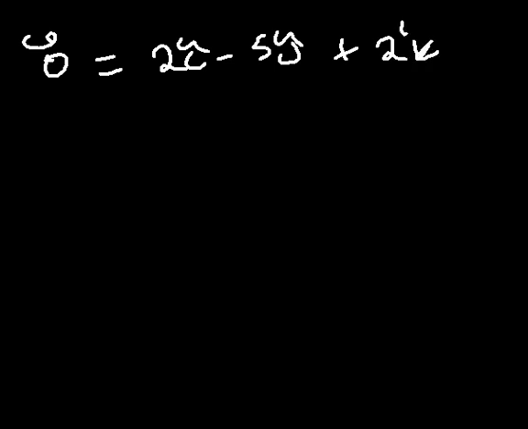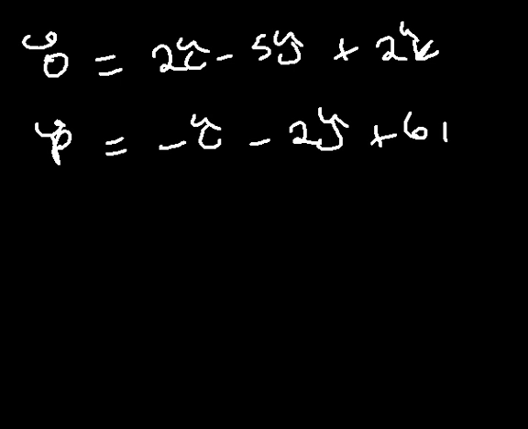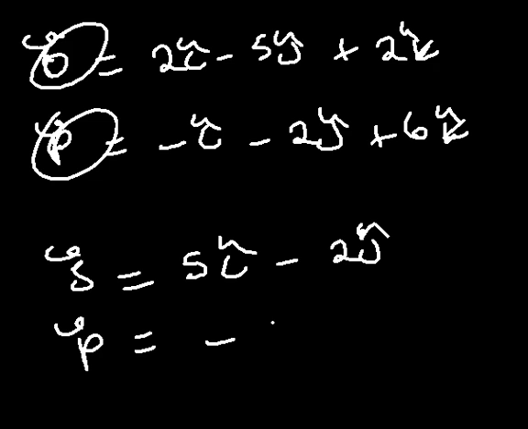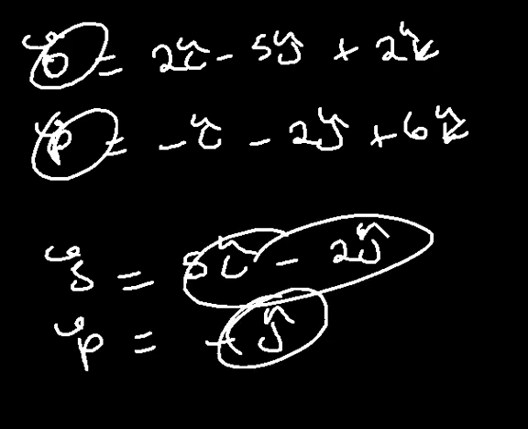Let's also have the following vectors. Let's say we have a vector O that is given as 2i minus 5j plus 2k, and a vector B that is given as negative i minus 2j plus 6k. Find the cross product of these two vectors and determine if the vector obtained is orthogonal to these two vectors. Also try this one as well. Let's say we have a vector S that is given as 5i minus 2j, and a vector B that is given as negative j. Find the cross product of these two vectors and determine if the vector obtained is orthogonal to these two vectors.